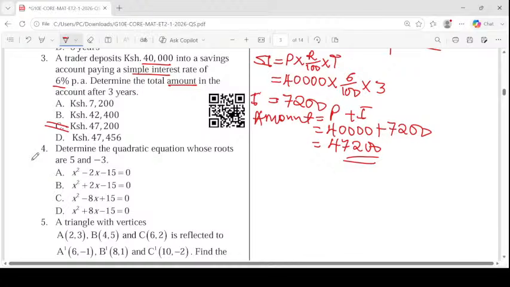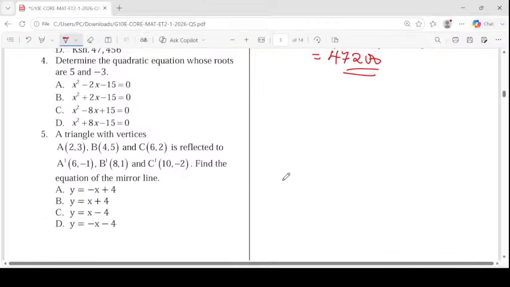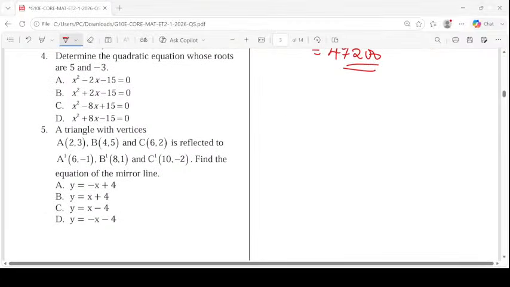Now we are going to question number 4. We are now going to question number 4, dear learners. And in question number 4, as you can see, it's another simple one. Determine the quadratic equation whose roots are 5 and negative 3.